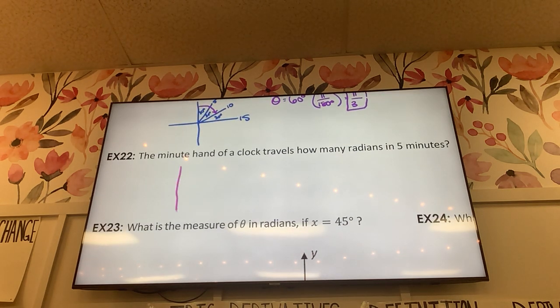Okay, and then last clock question. Now we're talking about my guy only going 5 minutes. So same picture, 5, 10. If we are only going 5 minutes, what's my degree? 30. And so when I turn it into radians, 5 or 6.